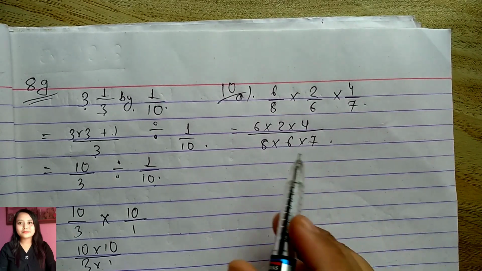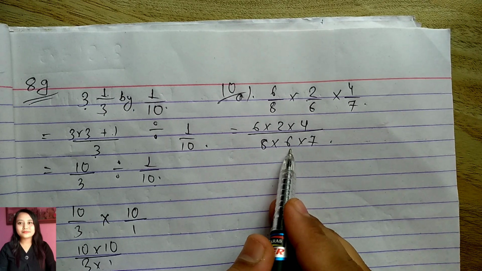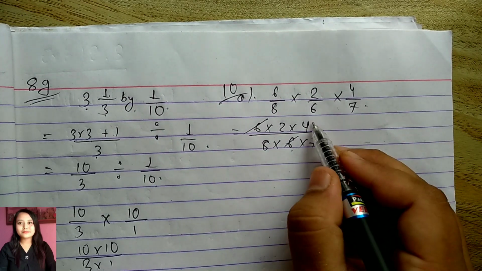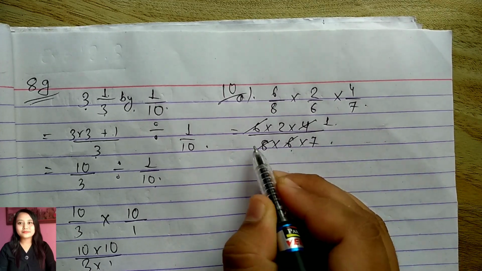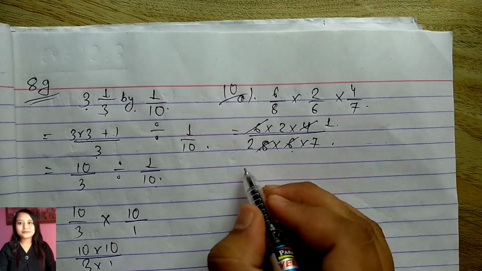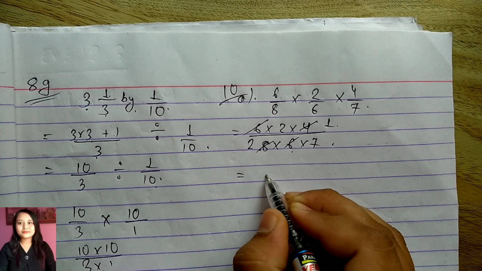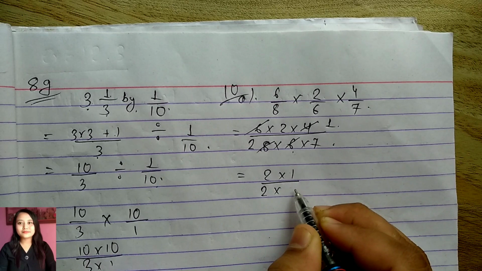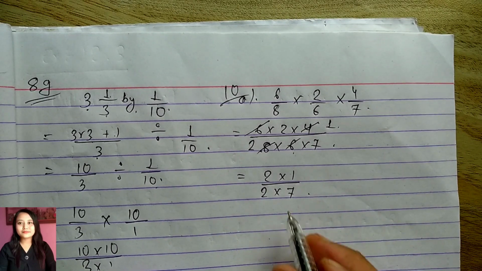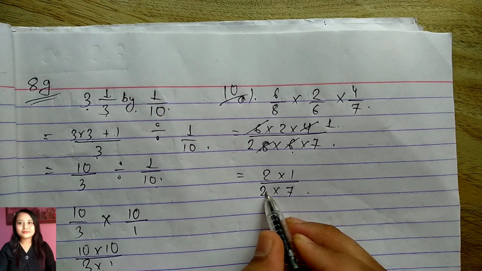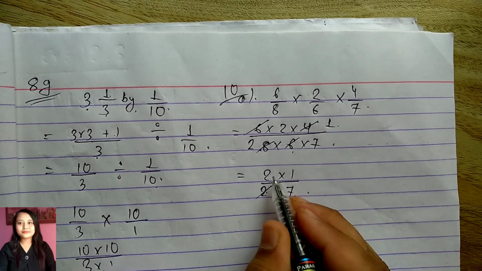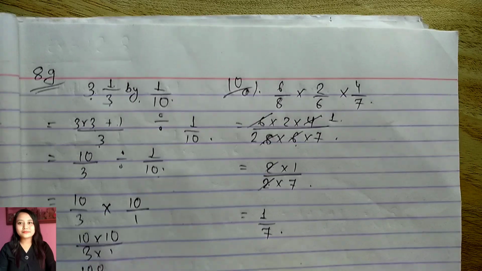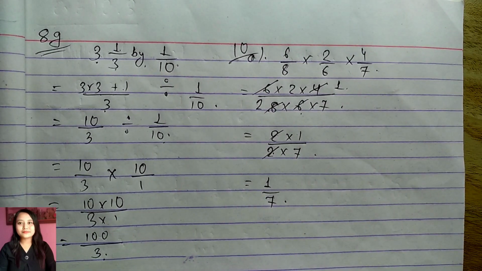Now you can see here in both the numerator and denominator 6 is there, so we can simply cut it down. Now 4 1s are 4 and 4 2s are 8 will be there, right? So the remaining is 2 into 1 in the numerator part and 2 into 7 in the denominator part. Again you can see 2 and 2 on both sides, so it can be cut down and the remaining is 1 by 7. So it's very easy, right? Now I think you find it easy.